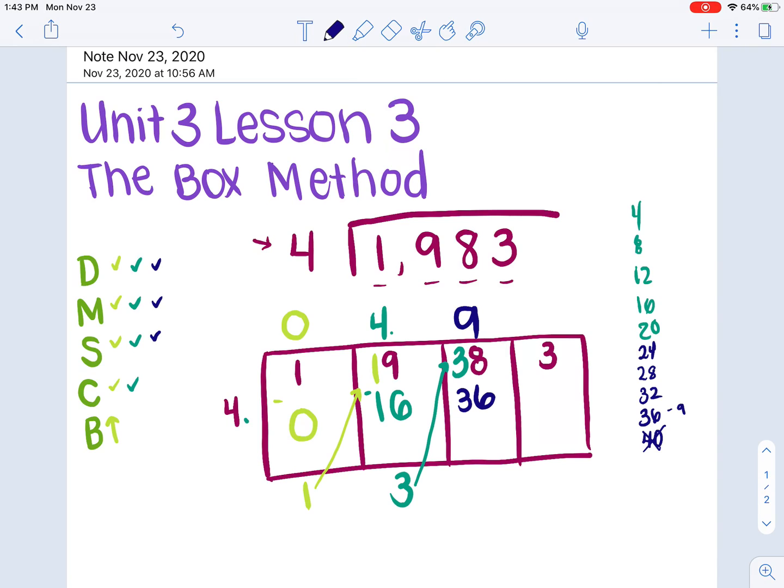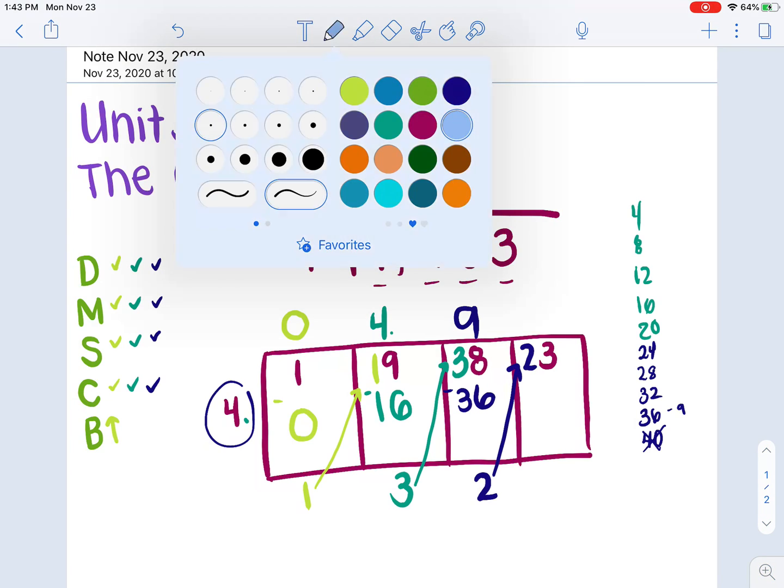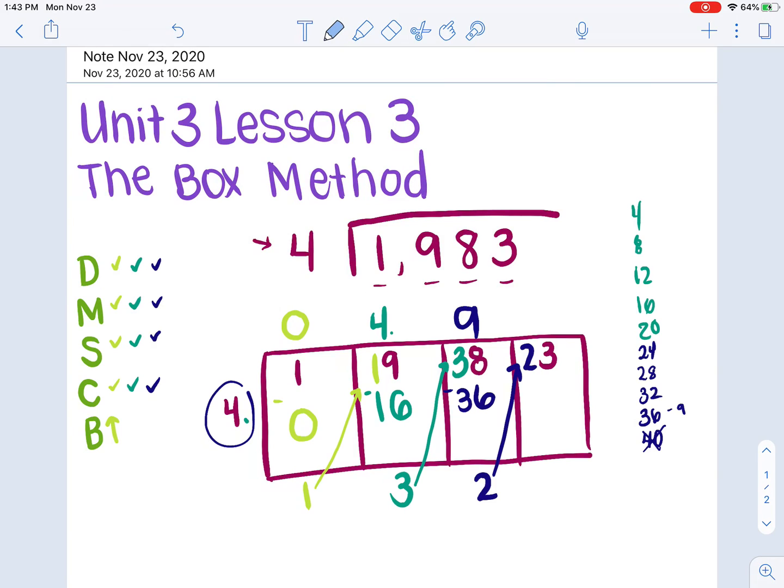So I've divided, multiplied, now I subtract. 38 minus 36 is 2. Check, is 2 smaller than 4? Yep. Bring that up now so that I have 23. Now we're ready for our last box.